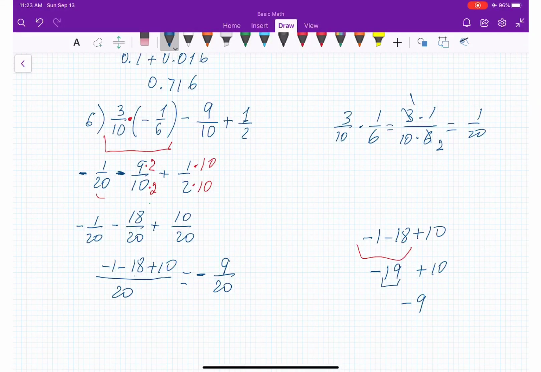Looking at numerator and denominator, can I reduce anything? No. 9 and 20 have nothing in common, so we cannot divide. Okay, question number 7.